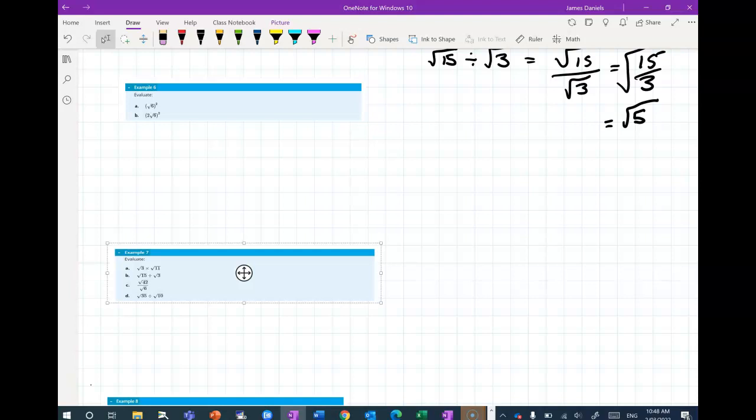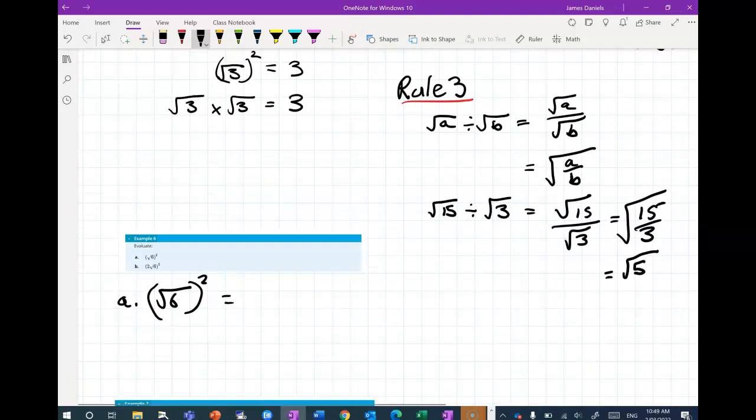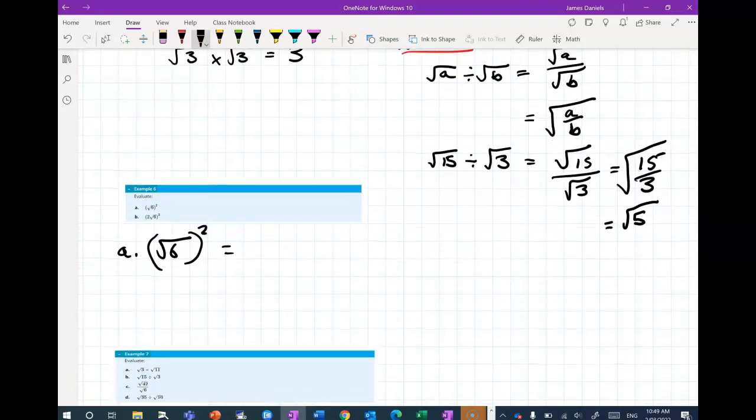All right, example 6. It states the square root of 6 all squared. And it says to evaluate, it means we want an answer. You can actually put this one in a calculator and it'll give you an answer. But it's important to recognise that this is rule 1. If I have the square root and the squared acting at the same time, they create the inverse of each other, and I would be left with the number 6.